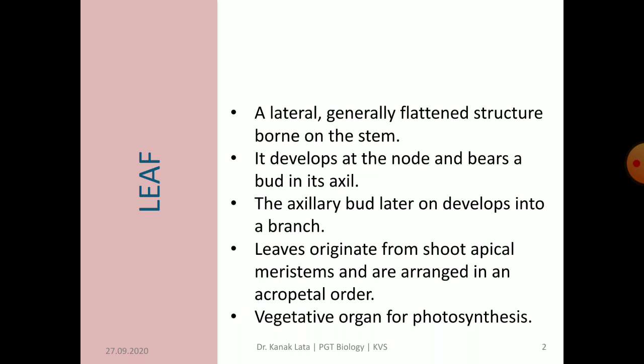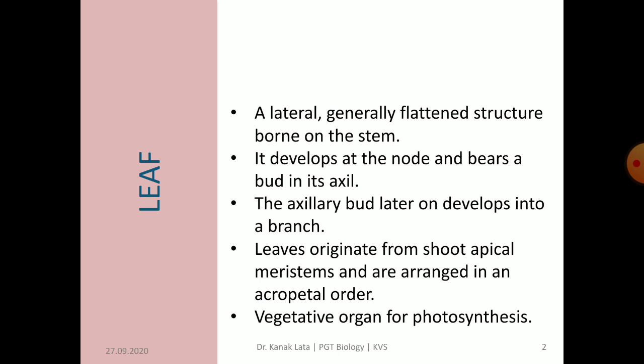Leaf is a lateral, generally flattened structure present on the stem. Leaf develops at the node and bears a bud in its axil. Further, the axillary bud develops into a branch. Leaves originate from shoot apical meristems and are arranged in an acropetal order. Acropetal order means older leaves are at the bottom and younger leaves are at the top.